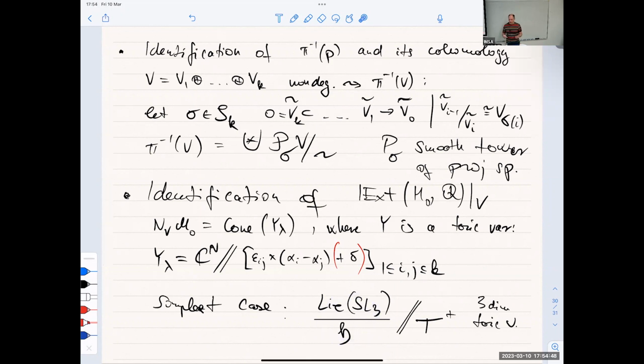What you're doing is the following. You take a Lie algebra, say the Lie algebra SL3, and you ignore the Cartan, so you only look at the weight space. Basically you take all off-diagonal entries. If you like, you can just take 3 by 3 matrices which have 0 on the diagonal.